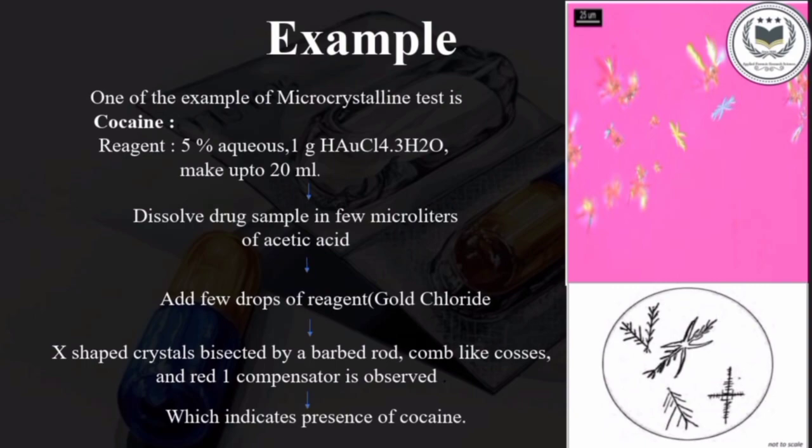For cocaine analysis, the reagent we need is a 5% aqueous solution. For that, add 1 gram of gold chloride in distilled water and make it up to 20 ml. Then for preparation of the drug sample, add a few microliters of acetic acid to the drug sample. Further, in the prepared drug sample, add a few drops of reagent. Then egg-shaped crystals bisected by a barbed rod, comb-like crosses, and a red one compensator are observed under the microscope. This type of crystals is only formed in the presence of cocaine.